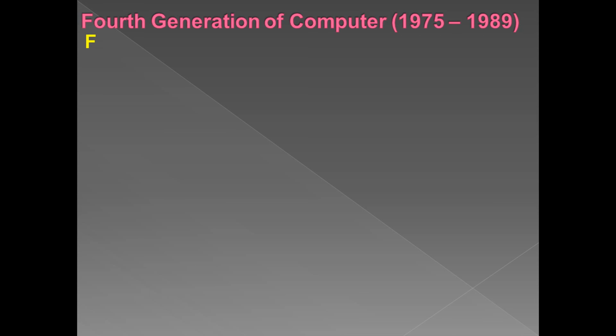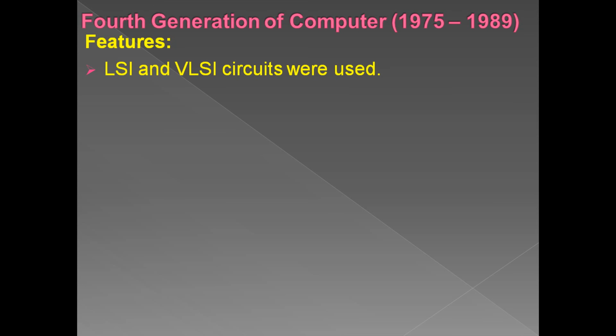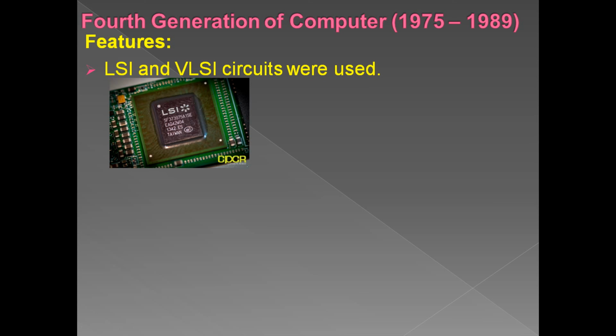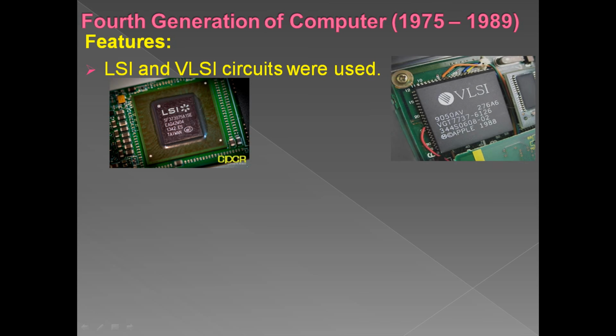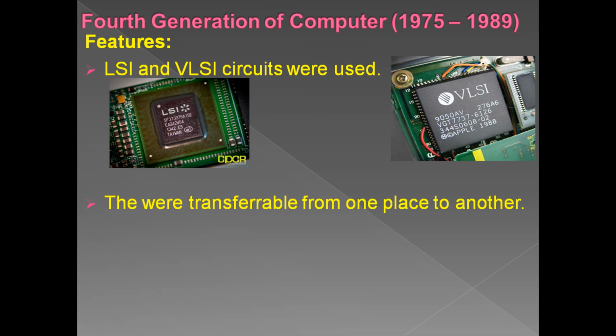Now let us see the fourth generation of computers. We started from 1975 to 1989. Some features: LSI and VLSI circuits were used. LSI means large scale integration and VLSI means very large scale integration circuits or chips were used. So these are some images of LSI and VLSI. They were transferred from one place to another because they were small and handy.